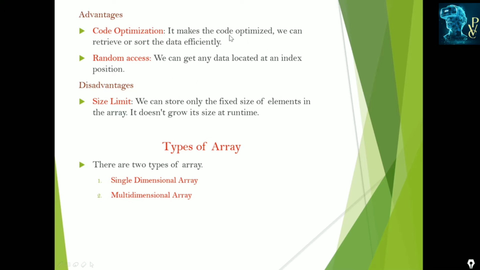And code optimization means we can retrieve and sort data efficiently. As we have declared, we can easily access the data and we can easily sort the data in the array. So these are the advantages.